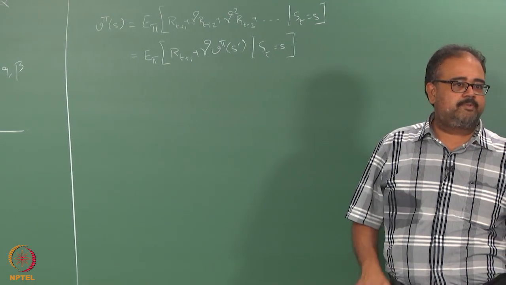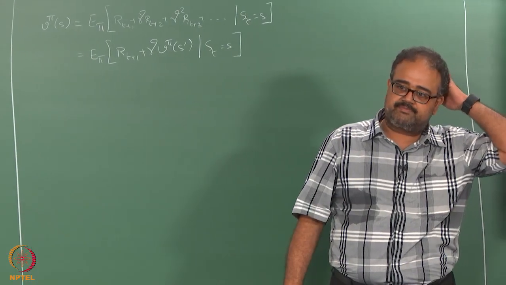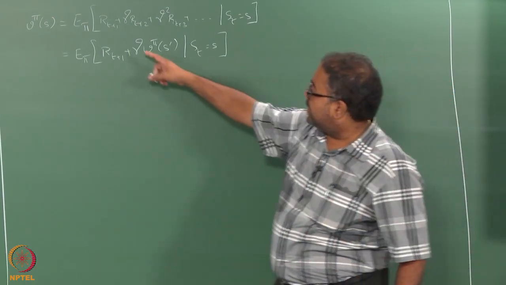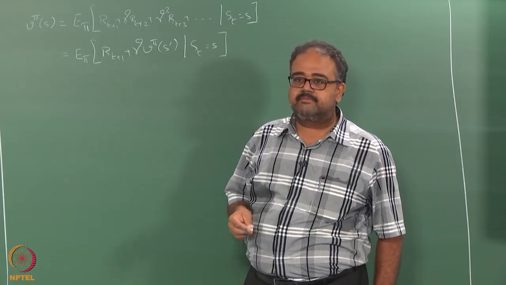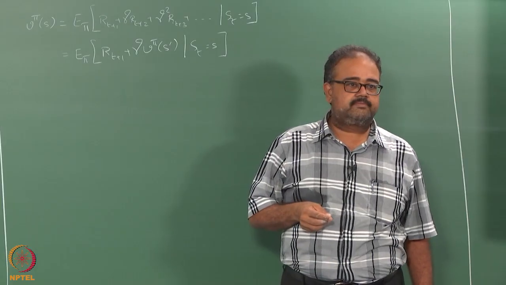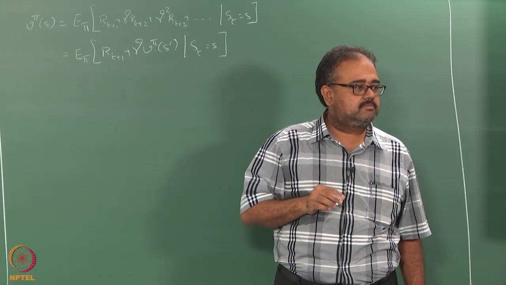So people agree with me on this, right? So S prime is the state I go to from S, right? So I can take this summation and write it like this. Everybody on board? Okay.